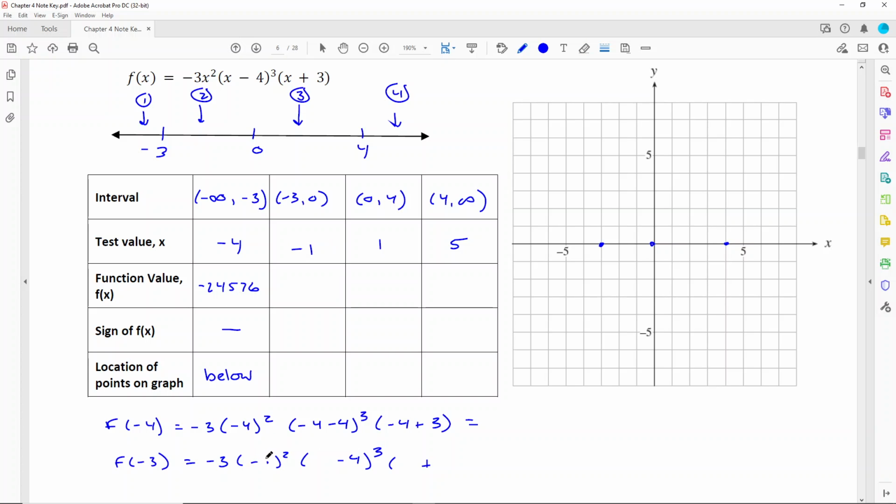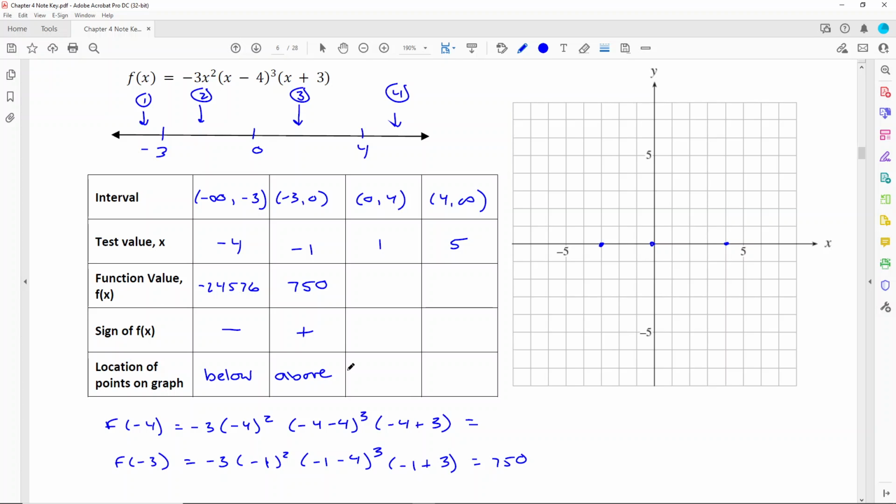So it's going to be negative 3 times negative 1 squared times negative 1 minus 4 cubed times negative 1 plus 3. All right, let's plug that in. So I get negative 3 times negative 1 squared times negative 5 cubed, or I could plug in negative 1 minus 4, times 2, which gives me positive 750. Again, I don't really care that it's 750 because I'm never going to put that on a grid, but it is positive. So when I have an x value between 0 and negative 3, the y value comes out positive. So my graph will be above the x-axis.